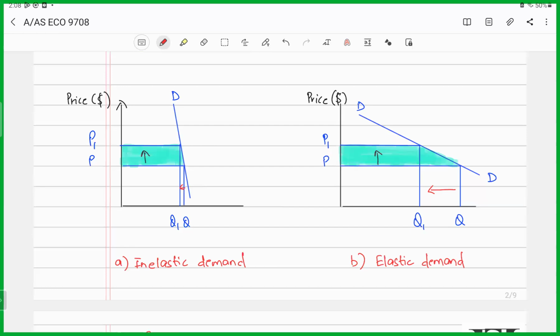But if you look at the impact on the quantity demanded, in part A, where there is relatively inelastic demand, the effect of that same increase in price is relatively much lesser than the situation where the demand is relatively elastic. You can see in part B that the fall in quantity demanded is much larger than when the demand is inelastic. So this means that for the same increase in price, the loss in consumer surplus is greater.